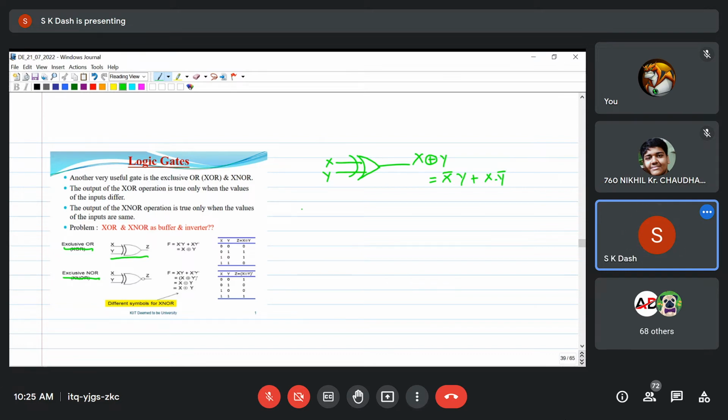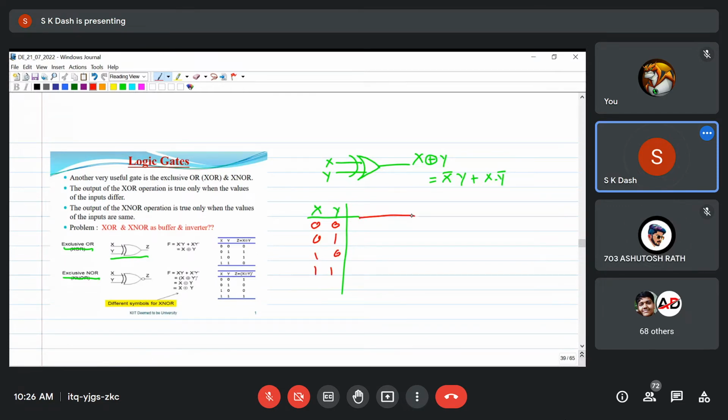The point to remember here is that exclusive OR gates are available only with two inputs. Multiple input XOR gates are not available. That was possible in AND gate, OR gate, NAND and NOR, but the same thing is not possible in XOR. Now, if I have two inputs, how many possible combinations are there? Four possible combinations.